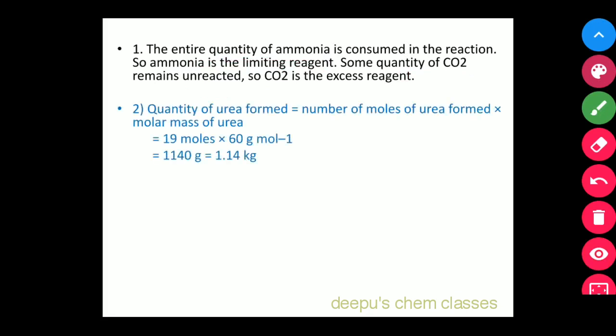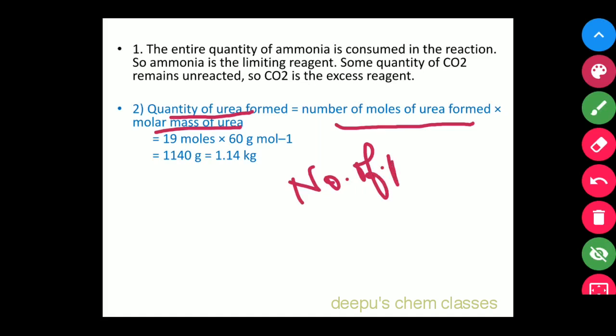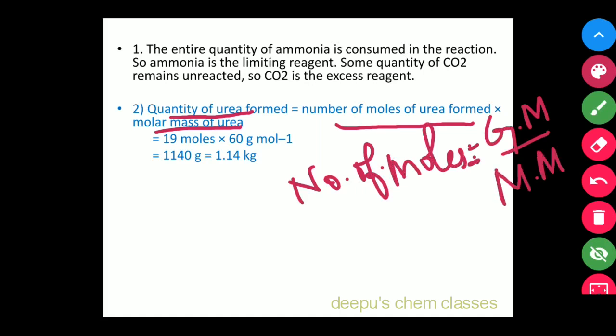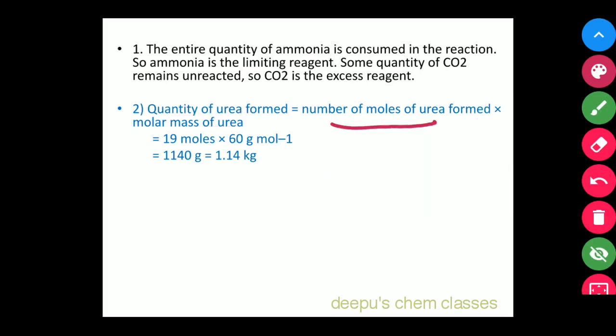Then the second question, quantity of urea formed. Quantity means the amount, or you can say the given mass. In order to find the urea mass, you have to multiply the number of moles of urea by the molar mass. We are employing the simplest formula. To find the number of moles, we use the formula given mass divided by molar mass. To find the mass of the substance, we multiply number of moles by molar mass. That is the formula we are applying here. Number of moles of urea times molar mass of urea. Urea, what is the formula?